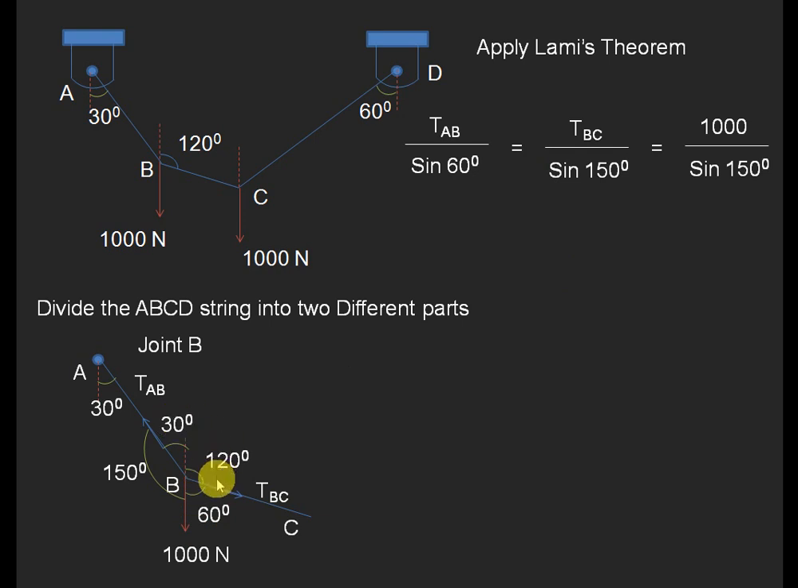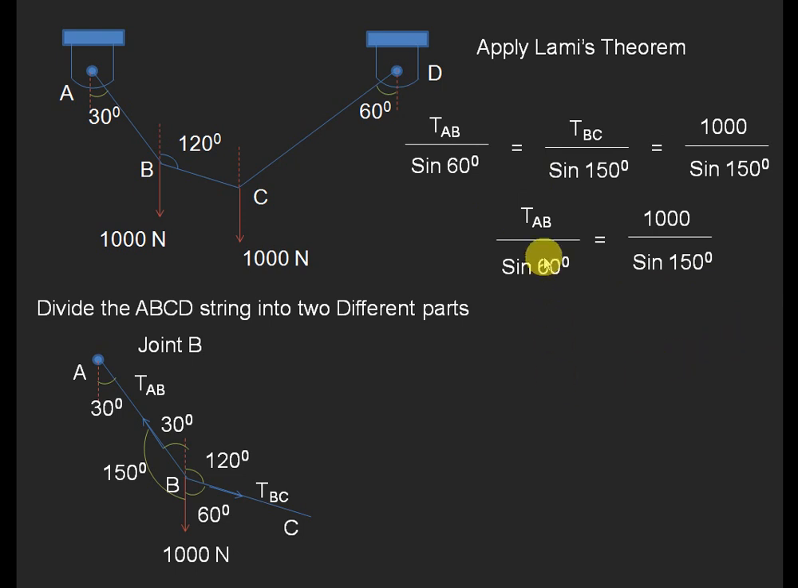Now, the tensions inside the BC string and the AB string. The angle between these two will be 120 plus 38, which ultimately gives you again 150 degrees. Now in this condition, we have to find out the tension in AB and the tension in BC. For finding the tension in AB, take the first ratio and the last ratio, so that we can find the unknown term, that is TAB. Write down these two terms separately: TAB by sine 60 is equal to 1000 by sine 150 degrees.